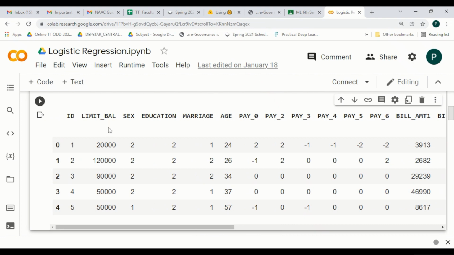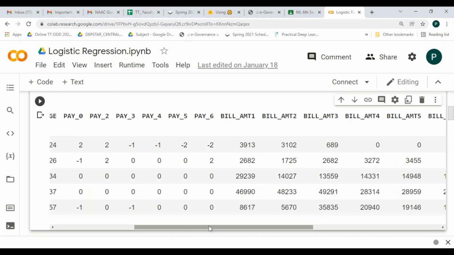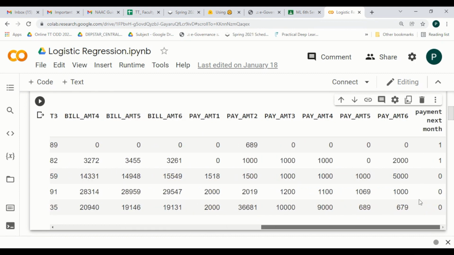So things like what is their limit of balance, what is their gender, what is their education, whether they are married or not, what is their age, whether they paid in the 0th month, the second month, third month, and so on. What was the bill amount and other things, right?